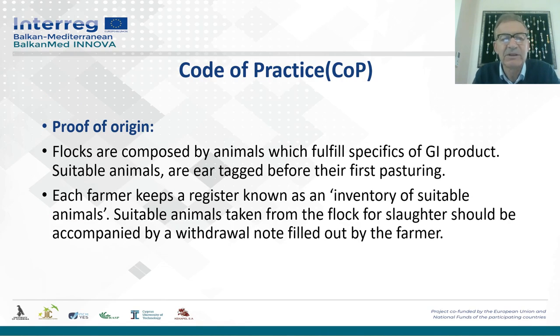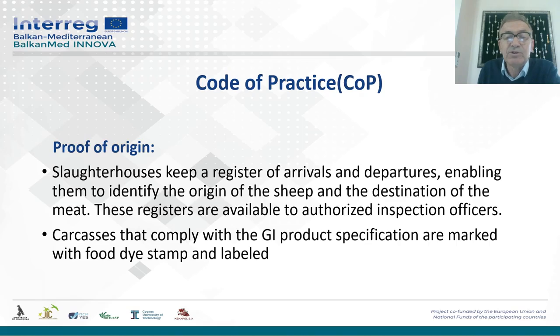An important chapter of the Code of Practice is Proof of Origin. Here we should describe how we guarantee consumers the origin of the product. So in this chapter we should describe, let's say, the way we guarantee the origin of animals: ear tagging, registering them, at which age, what kind of documentation we keep, an inventory of suitable animals on the farm, a register of slaughtered animals in a slaughterhouse. So we should describe who is taking care of this registration, what kind of documents we keep, and which are the authorities that may inspect these documents.